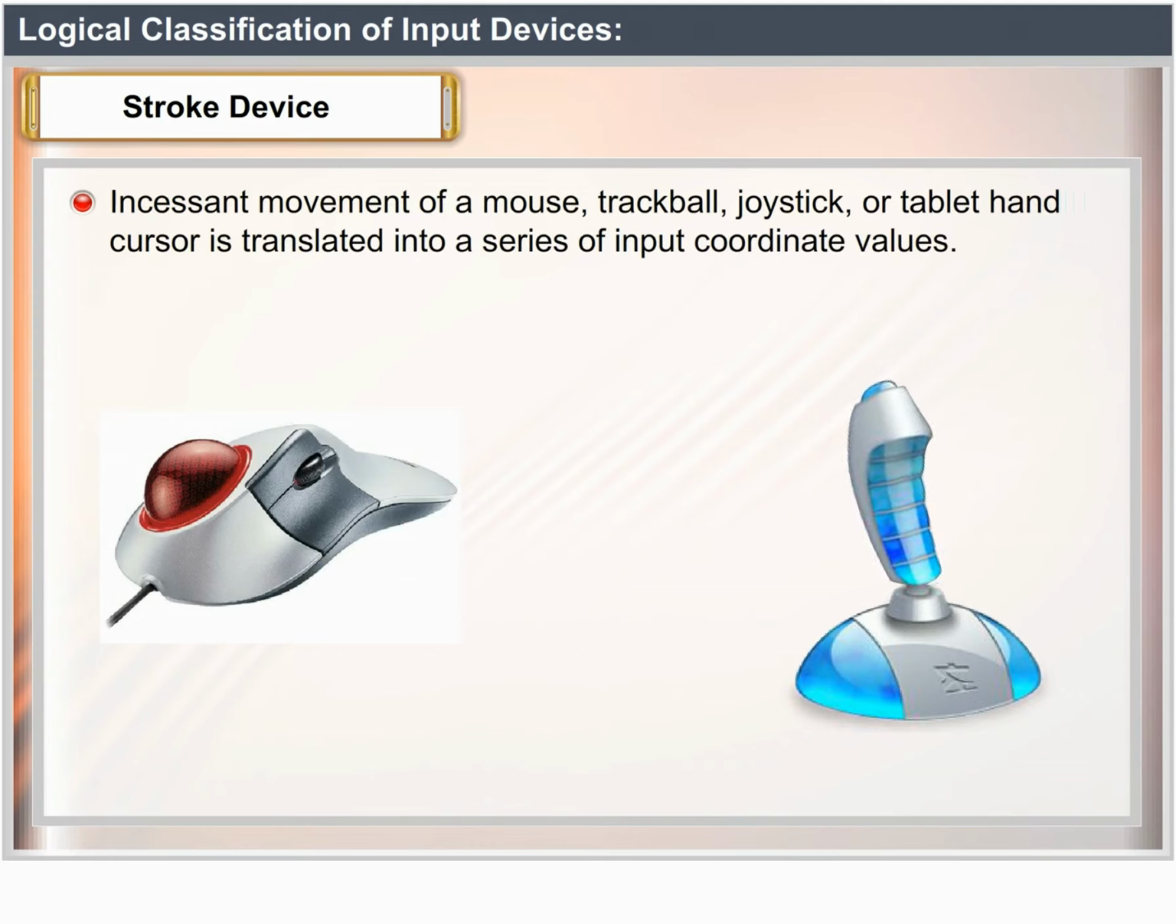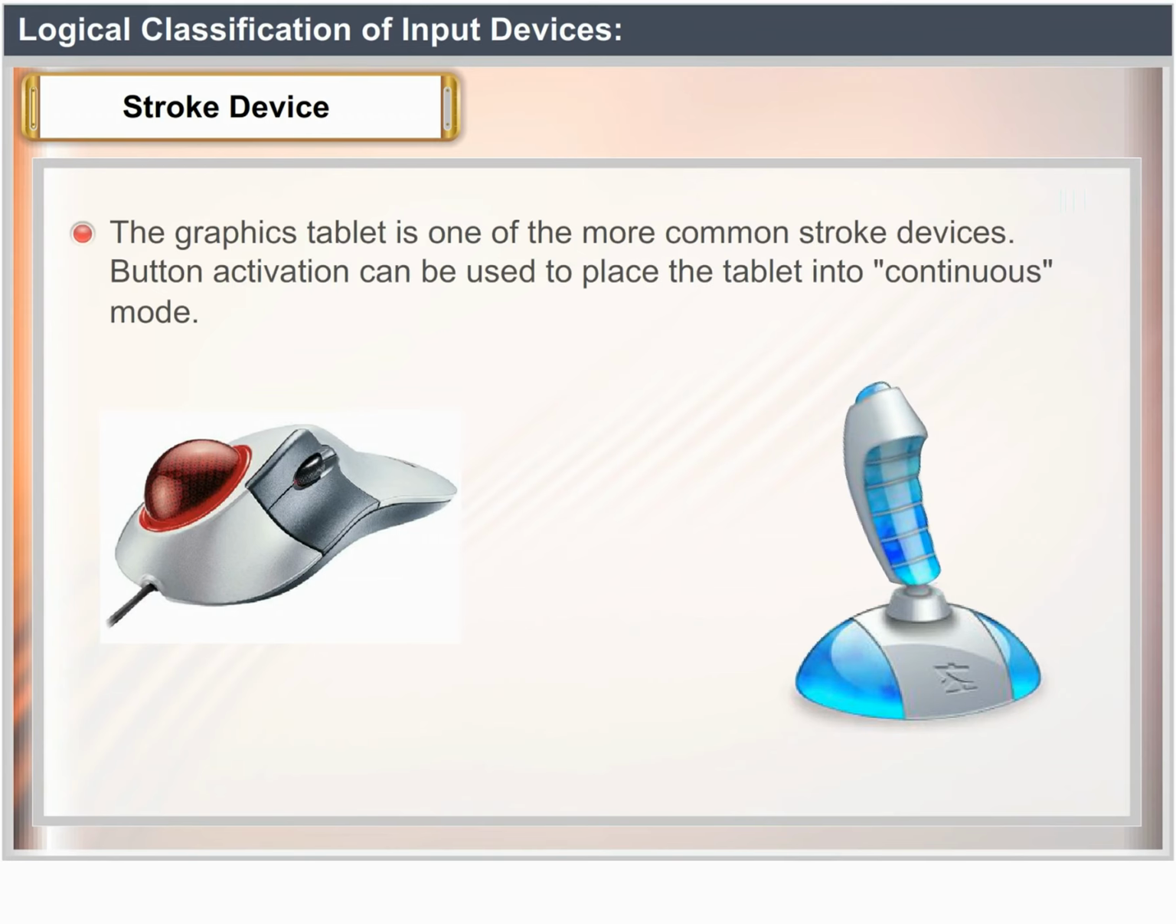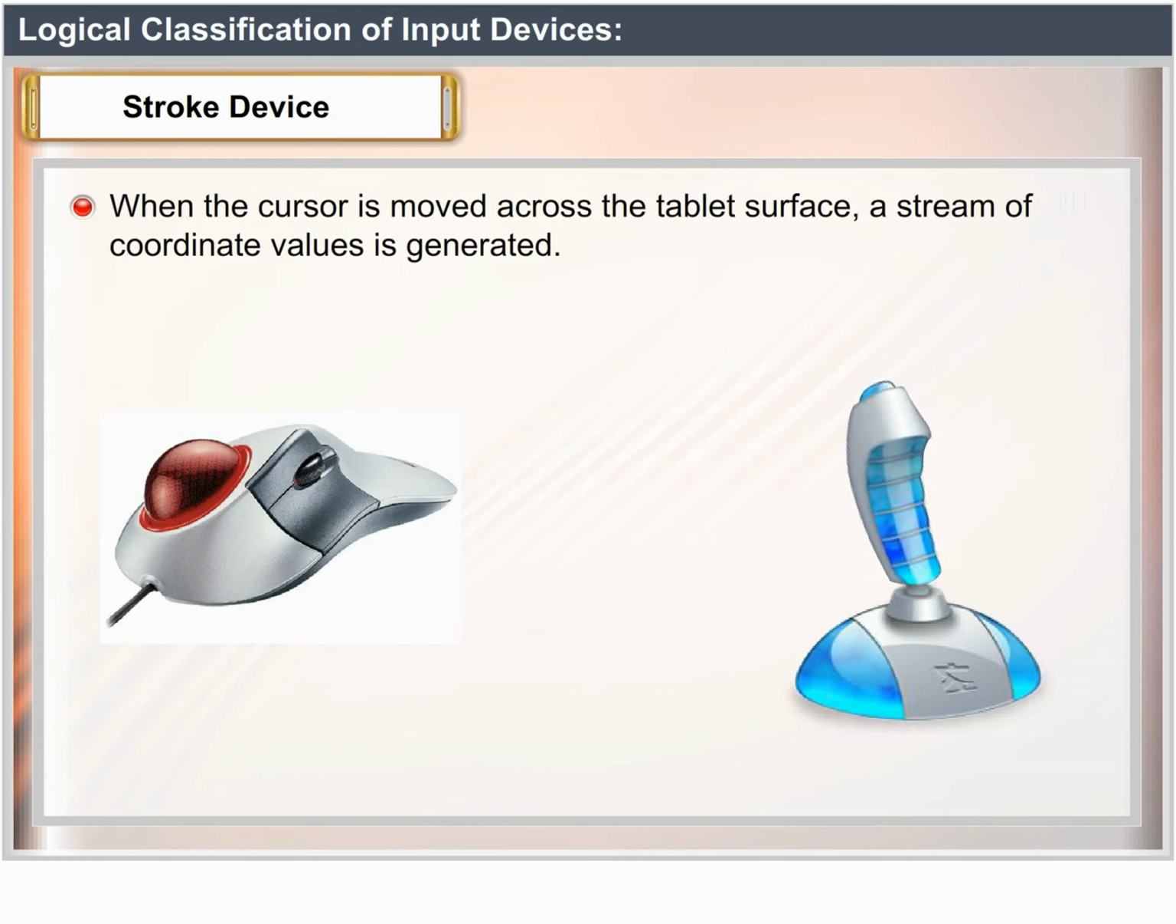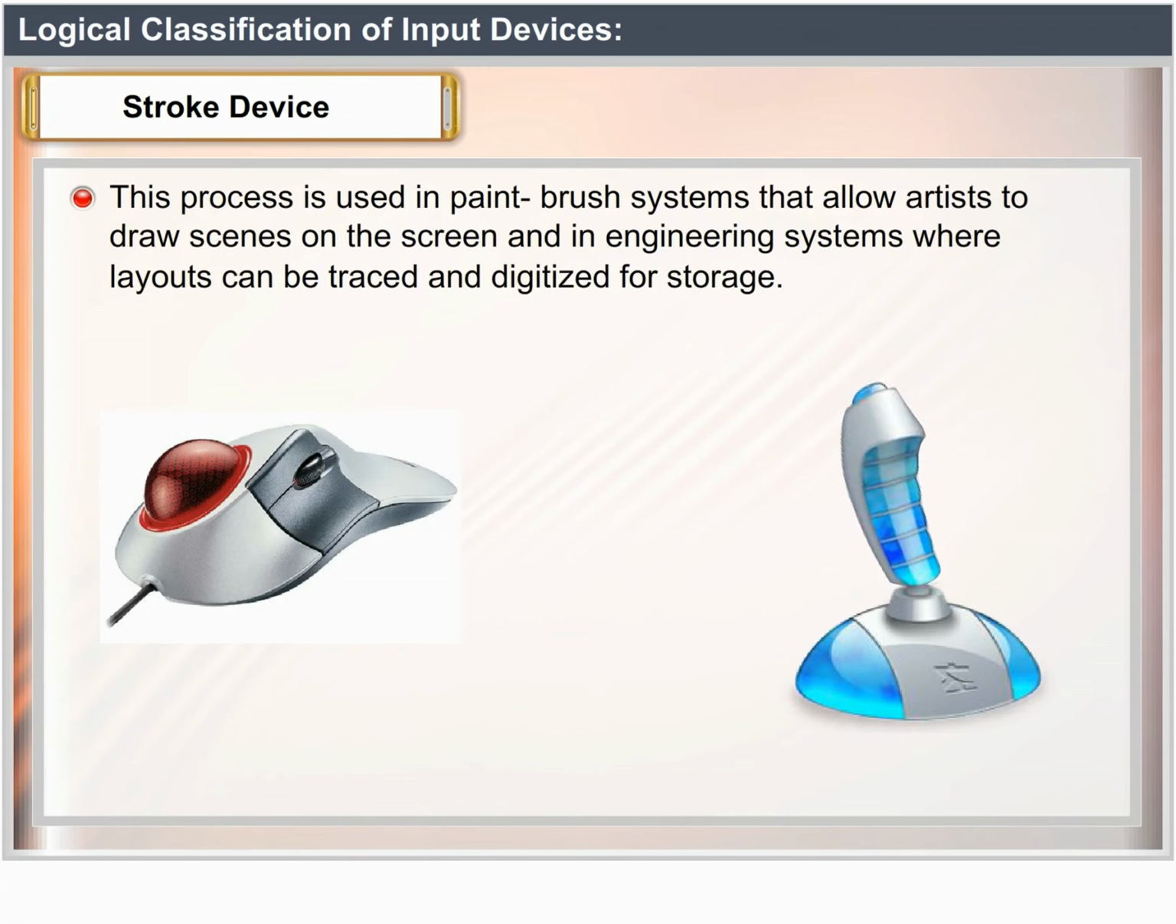The graphics tablet is one of the more common stroke devices. Button activation can be used to place the tablet into continuous mode. As the cursor is moved across the tablet surface, a stream of coordinate values is generated. This process is used in paintbrush systems that allow artists to draw scenes on the screen and in engineering systems where layouts can be traced and digitized for storage.